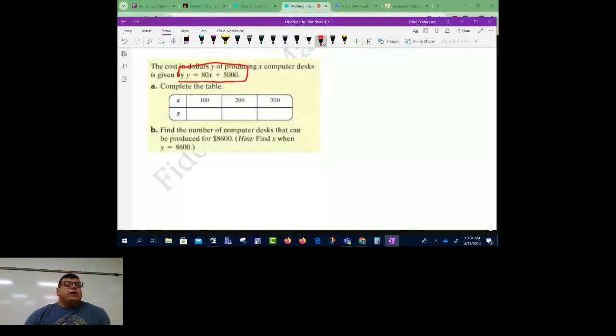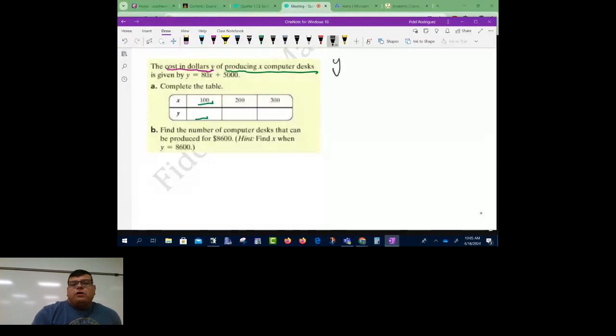So it says, look, the cost in dollars Y, so let me get rid of this red box just so we can see everything. The cost, y'all, is referring to the letter Y, of producing X computer desks. So Y talks about how much things are going to cost. X tells me how many computer desks we're making, okay? And they give me this equation, Y equals 80X plus 5,000. And what they want us to do here is fill in the table. When X equals 100, we want to know what's going to be my number for Y.